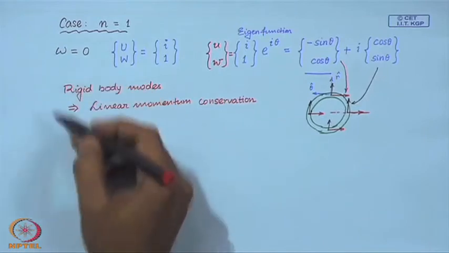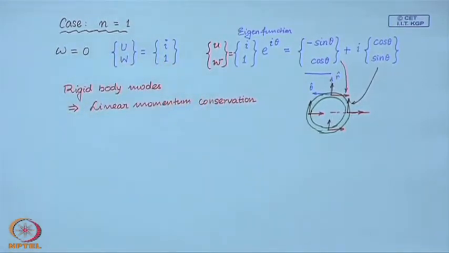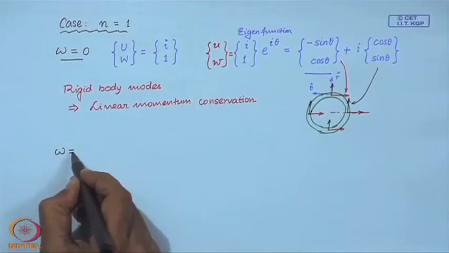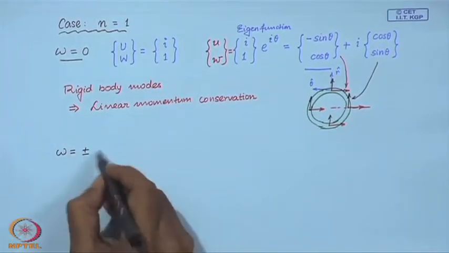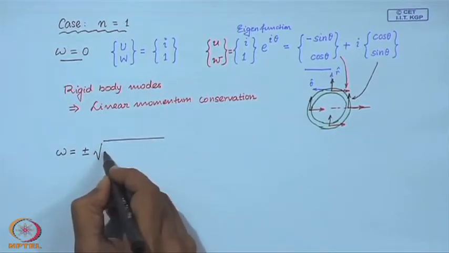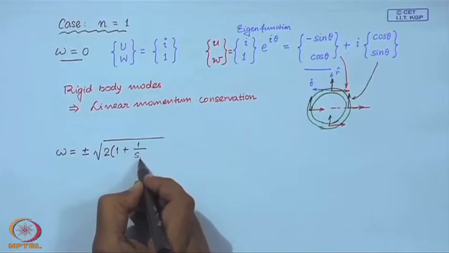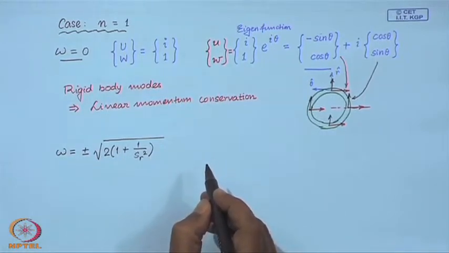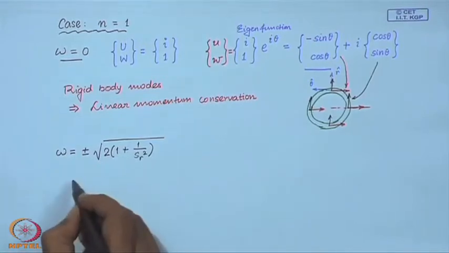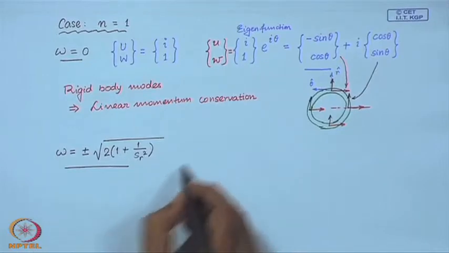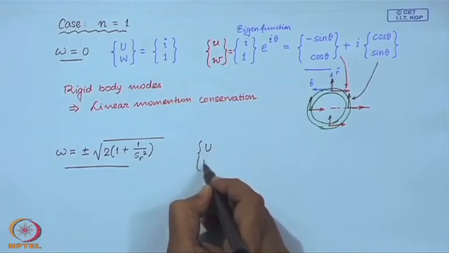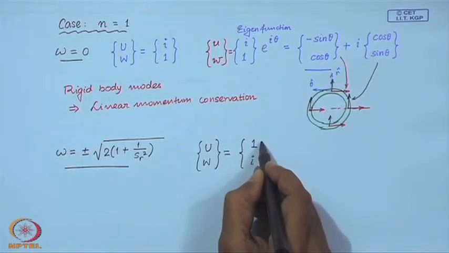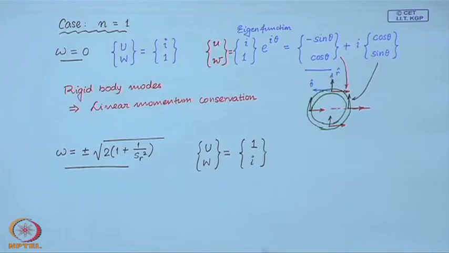Now, let us consider the other solution for n equal to 1. We saw that there are two solutions, one was 0, the other one turns out to be this, and for this the eigenvectors happen to be given by this complex notation.